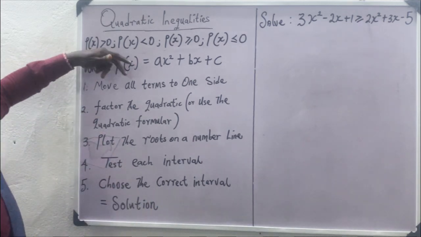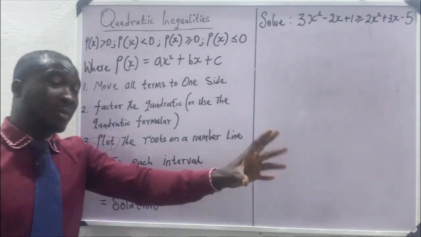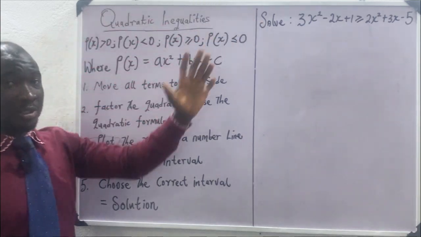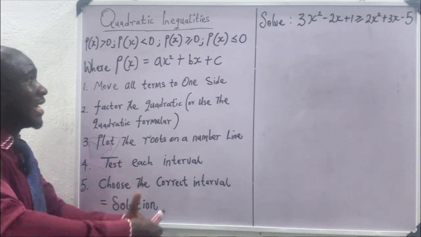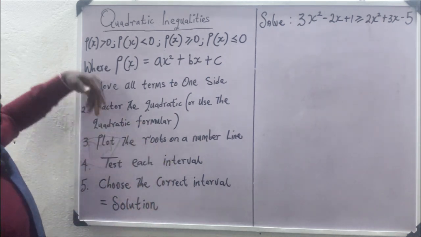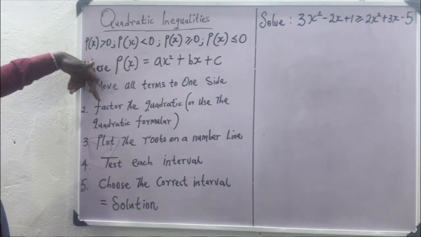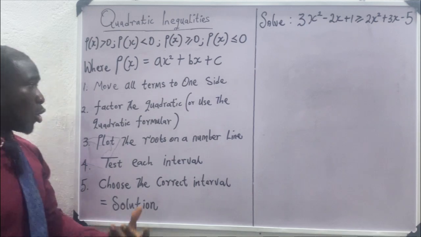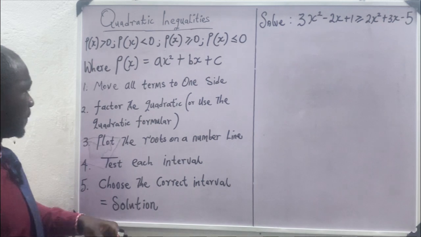First, you have to move all terms to one side of the given inequality. Sometimes the given problem might not assume any of these forms, but by moving all terms to one side of the given inequality, you will re-express the problem to assume any of these forms. The next step is to factor the given quadratic expression or make use of the quadratic formula to obtain the roots of the given inequality.